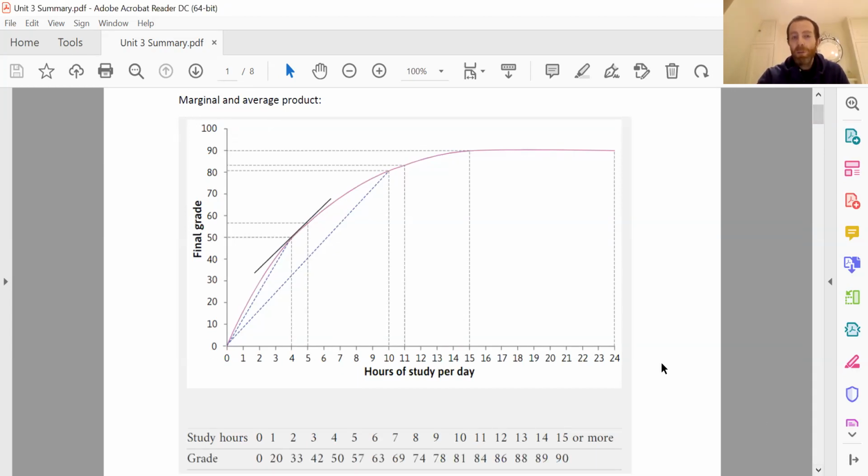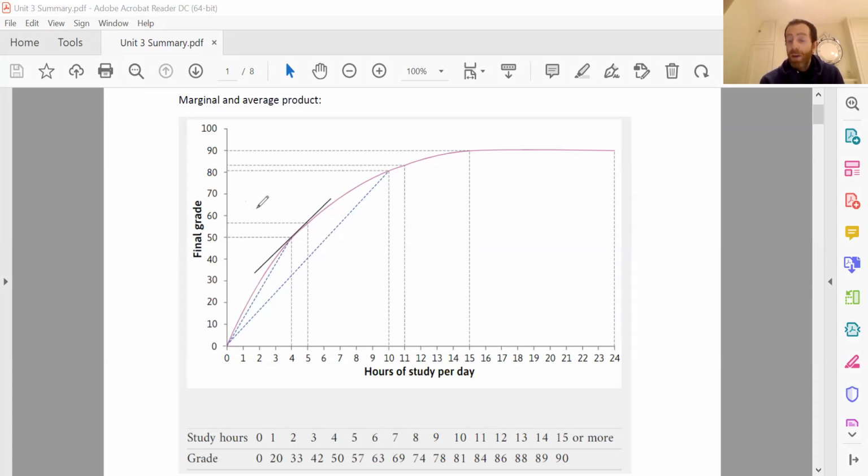Where I want to start, though, is by talking about a couple of concepts, marginal and average product. Our context here is someone who is studying for an exam, and we're seeing different amounts of hours they could study and how that will translate into their final grade. What this purple curve represents is a production function, where the hours of study is their input and their output is their final grade.